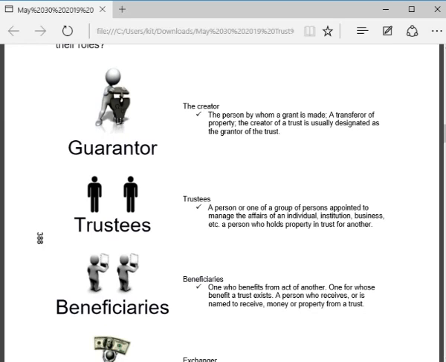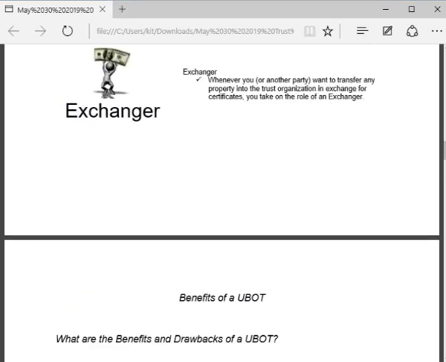Trustees, a person or one of a group of persons appointed to manage the affairs of an individual, institution, business, etc. A person who holds property in trust for another. Beneficiaries, one who benefits from the act of another, one for whose benefit a trust exists, a person who receives or is named to receive money or property from a trust. Exchanger, whenever you or another party want to transfer any property into the trust organization in exchange for certificates, you take on the role of an exchanger.